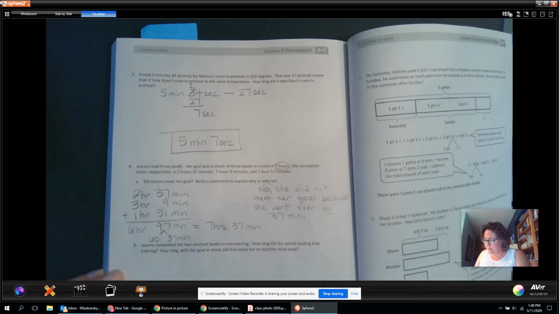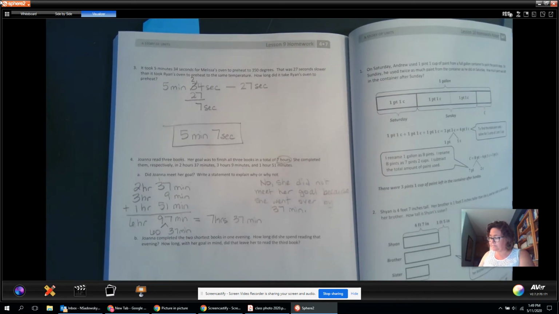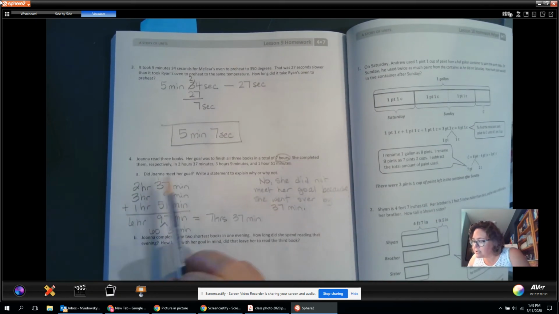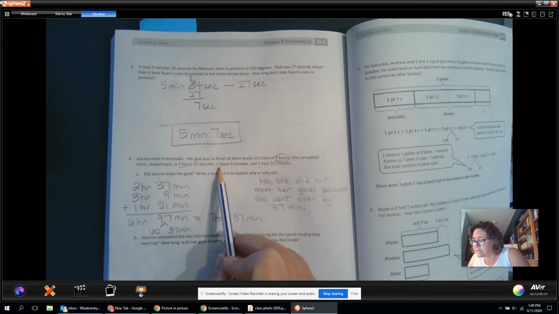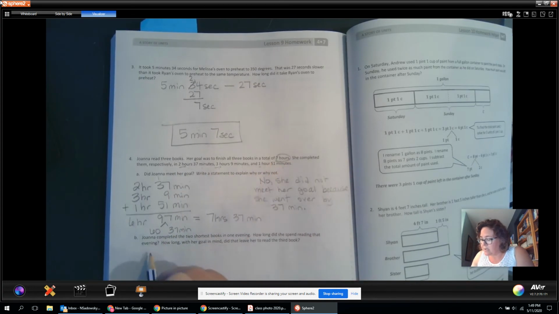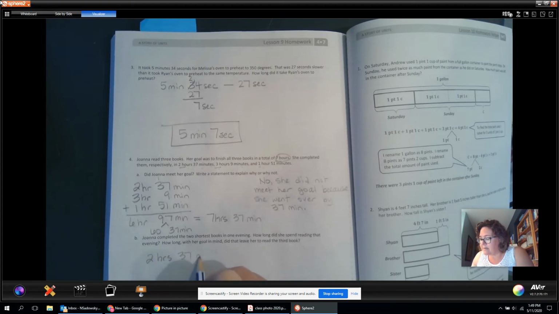Okay? Then on part B, Joanna completed the 2 short books in 1 evening. How long did she spend reading that evening? How long, with her goal in mind, did that leave her to read the 3rd book? Ooh, there's 2 questions in that one problem. So the shorter ones, let's see, which are the shorter? We've got 2 hours, 3 hours, and 1 hour. Well, 3 is the longest, so we're going to go with these 2. So if we're dealing with 2 hours, 37 minutes, 1 hour, 51 minutes.